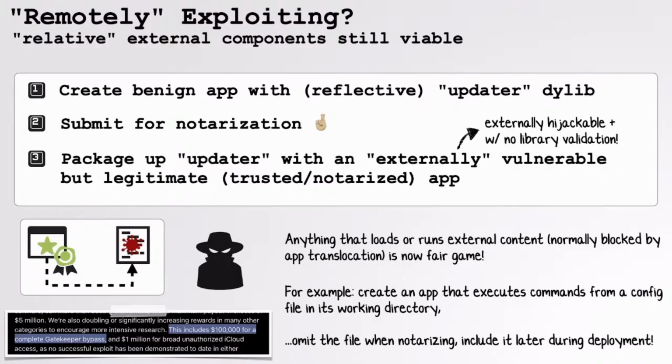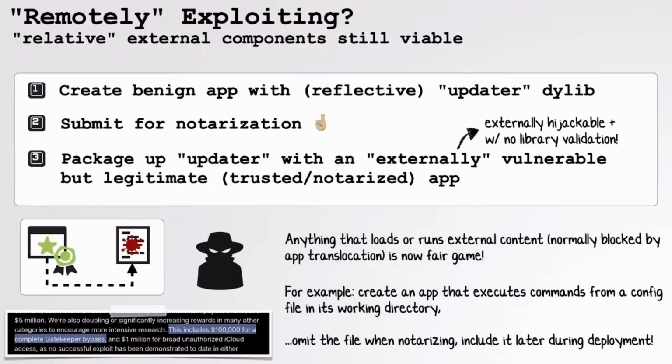Let's submit that application to Apple, but leave out that config file. Apple is going to notarize that because the application doesn't do anything harmful. We then package that up on a disk image, plant the config file next to the application, and use our symlink trick. If we didn't use the symlink trick, the app would be copied to a trusted location, the config file would be left, and we wouldn't be able to reference it.